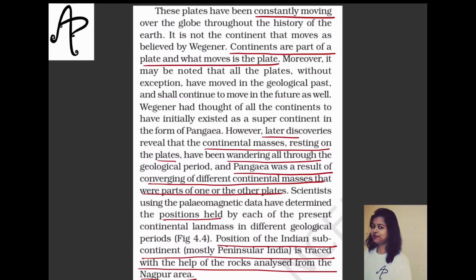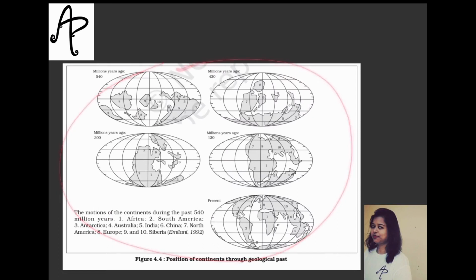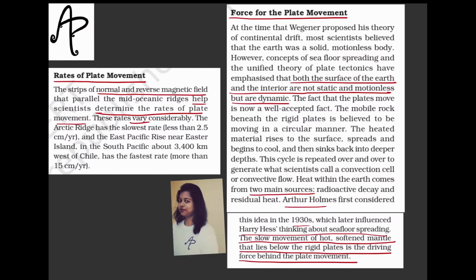But the position of the Indian subcontinent, especially peninsular India, this region, is traced with the help of the rocks, because in paleomagnetism this is what we study, analyzed from the Nagpur region, okay, in Maharashtra. So you have to remember all these pointers and understand this image, on what basis they have talked about the movements. In the next class we'll continue the discussion.